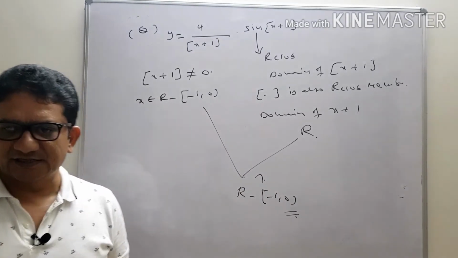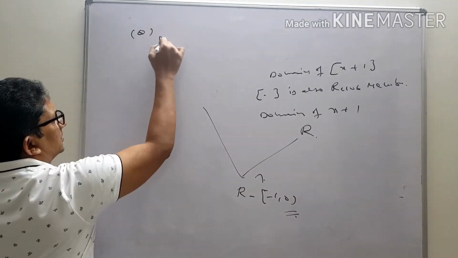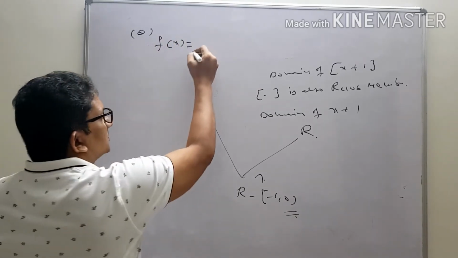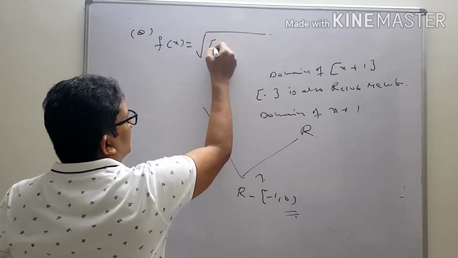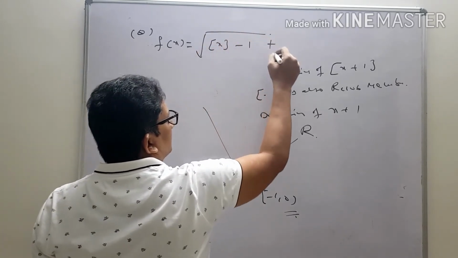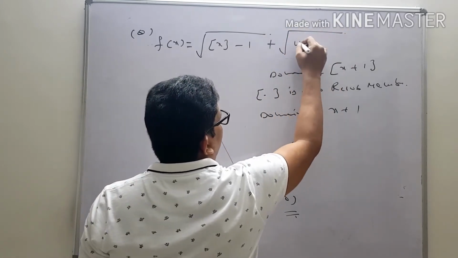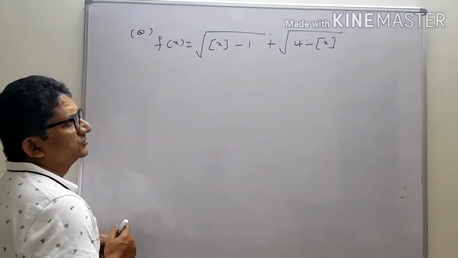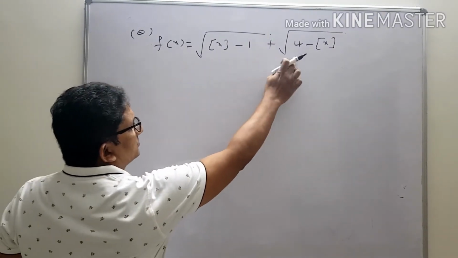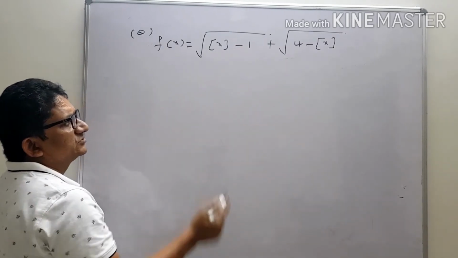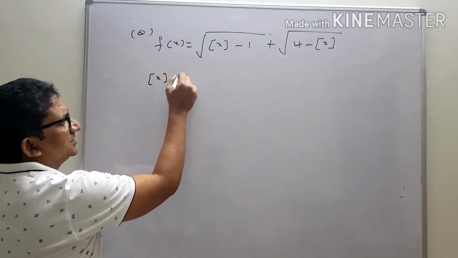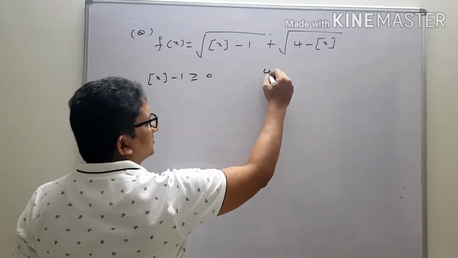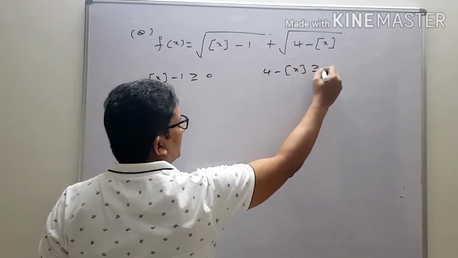So whether you analyze it like this or not. Domain of f of x equals square root of greatest integer function minus 1 plus square root of 4 minus greatest integer function. Listen carefully. We need to take care of two square root functions. We need both of them to be greater than or equal to 0. The first part: greatest integer function minus 1 is greater than or equal to 0, and here also 4 minus step x should be greater than or equal to 0.